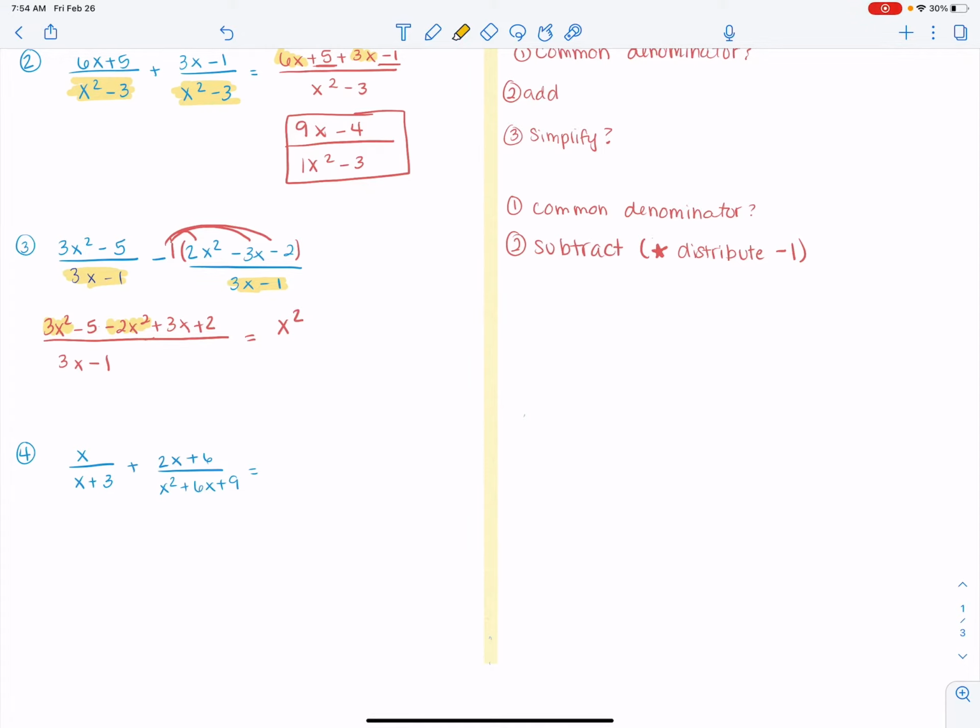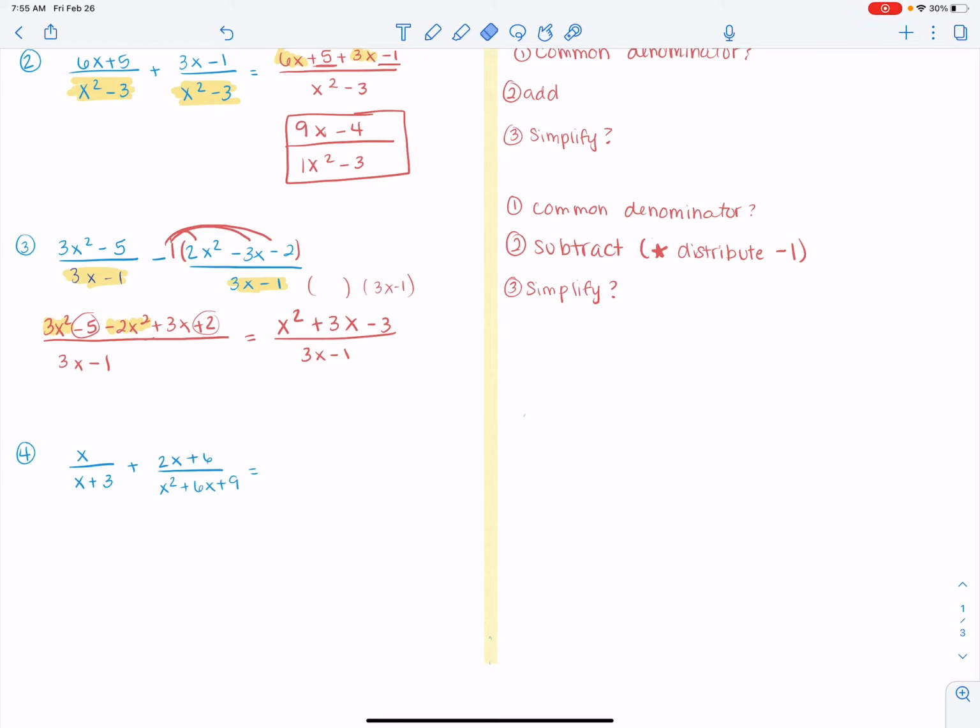I have a 3x, and then I have a minus 5 and a plus 2, minus 3, over 3x minus 1. Now the only way that we could simplify this would be if I could take this numerator and break it into two factors, and one of those factors would have to be 3x minus 1, so it would cancel the denominator.